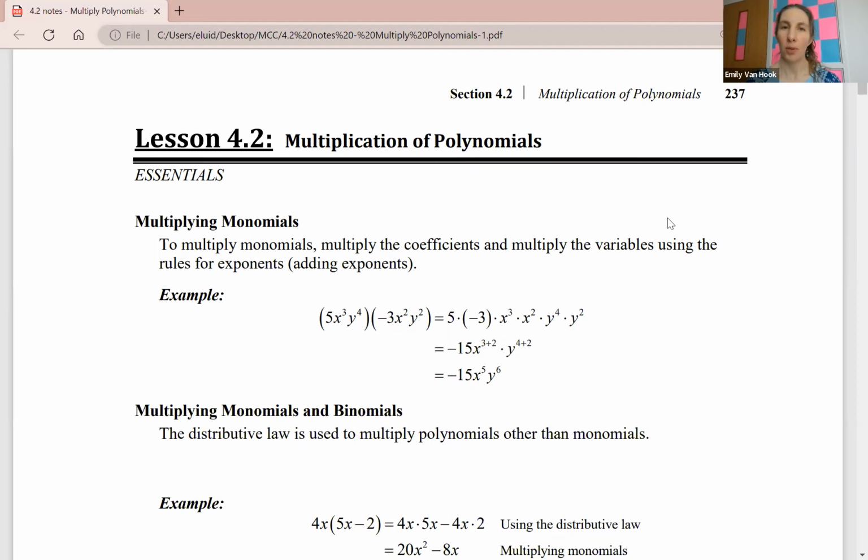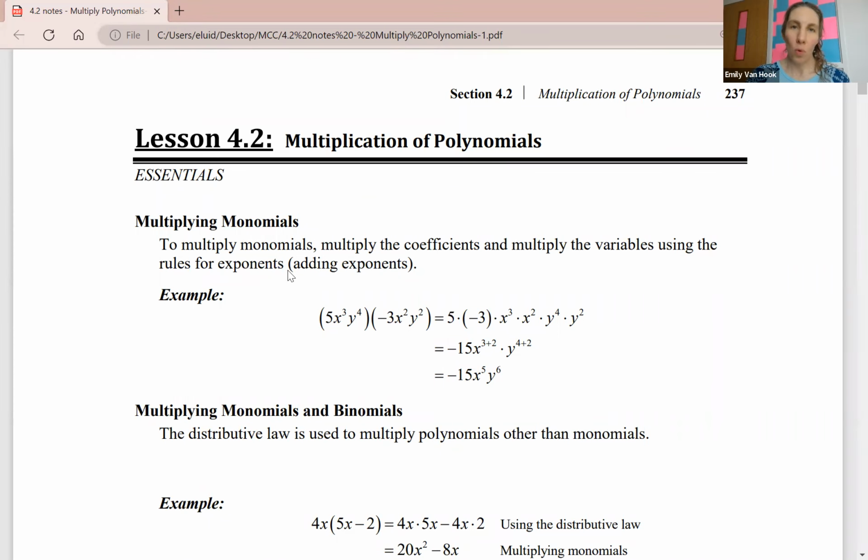For example, what it looks like to do a plus b in parentheses squared, squaring a binomial. And then there's another formula called the difference of squares. That's kind of the overview of what we're going to see here. What we're looking at first is multiplying monomials and then distributing a monomial into a binomial.